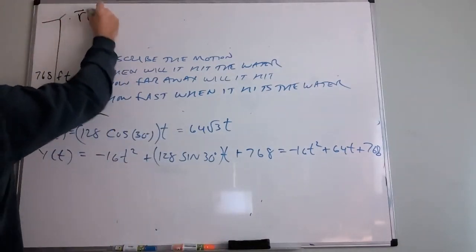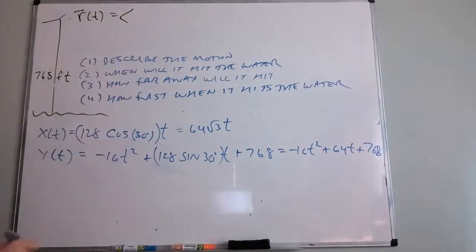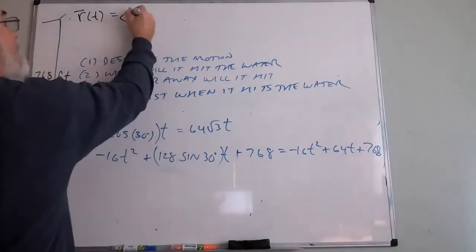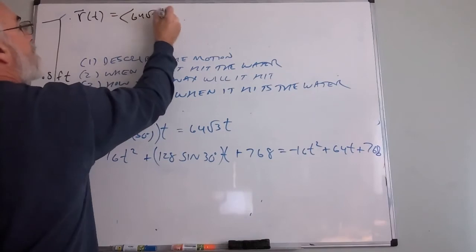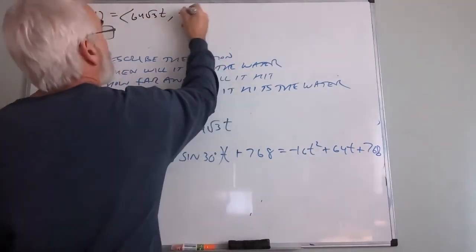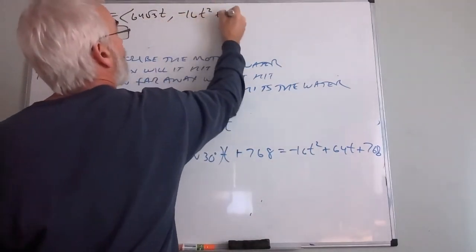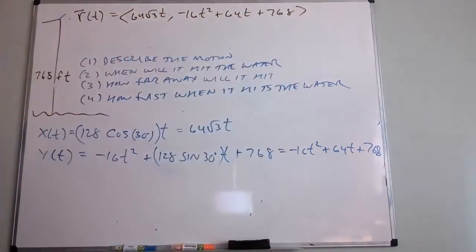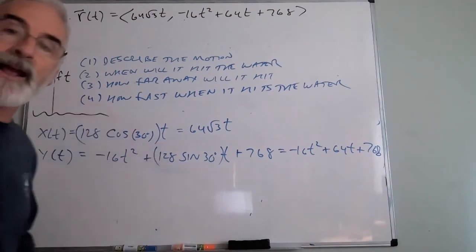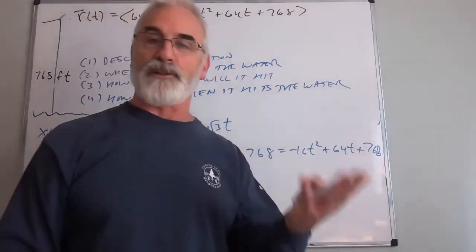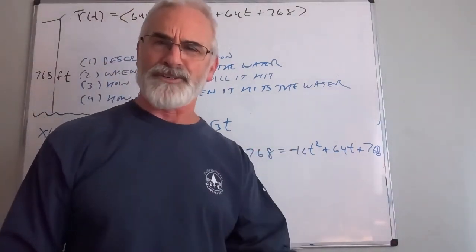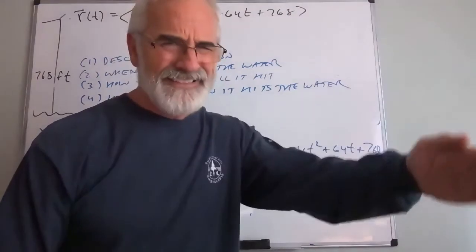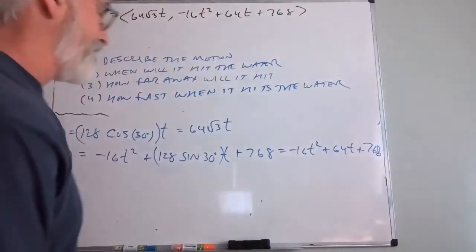R of t is the vector 64 root 3 t, comma, negative 16t squared plus 64t plus 768. Now I can describe the motion. So if t is time, then you can tell me where you are at every second, at least until you hit the ground. If you give me a ridiculously large value of t, you're going to get a really large negative y. Nah, you hit the water and you're done.